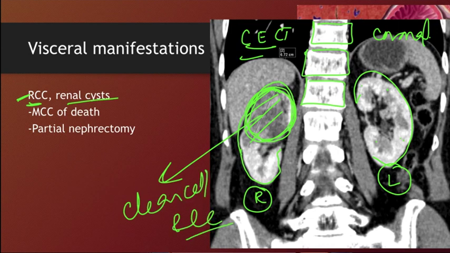Now, one more important fact to remember here is that RCC is usually one of the most common causes of death in patients with VHL, and because they have a higher tendency to develop renal cell carcinomas in both kidneys, the patients will undergo partial nephrectomy. So this is one important indication of partial nephrectomy, that is VHL.